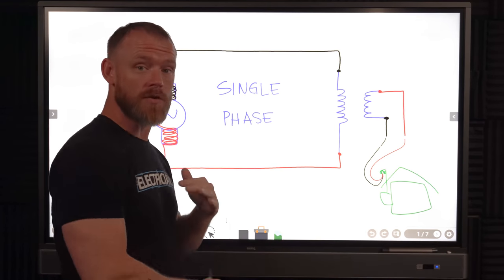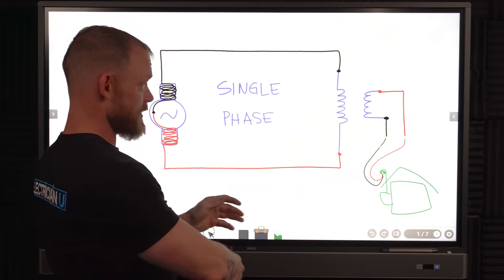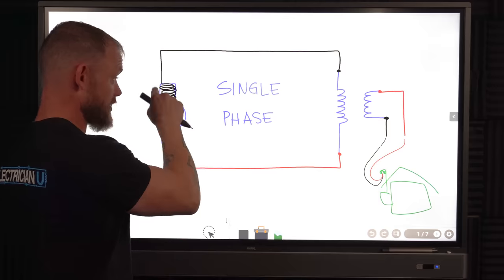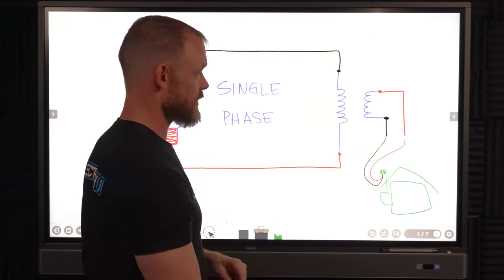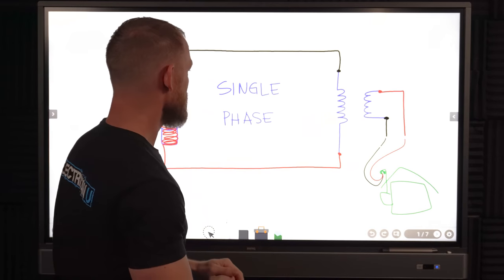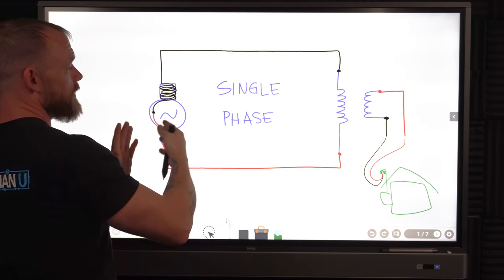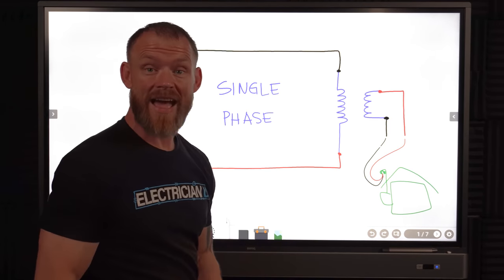So you can think of it literally as one large piece of wire that starts here and goes all the way through and ends back here, but it has to go through a load of some sort to slow that current down so we can actually do work over here and make it useful. So while you can think of single phase as a single loop, you need to understand that there's two different things happening at the same time.